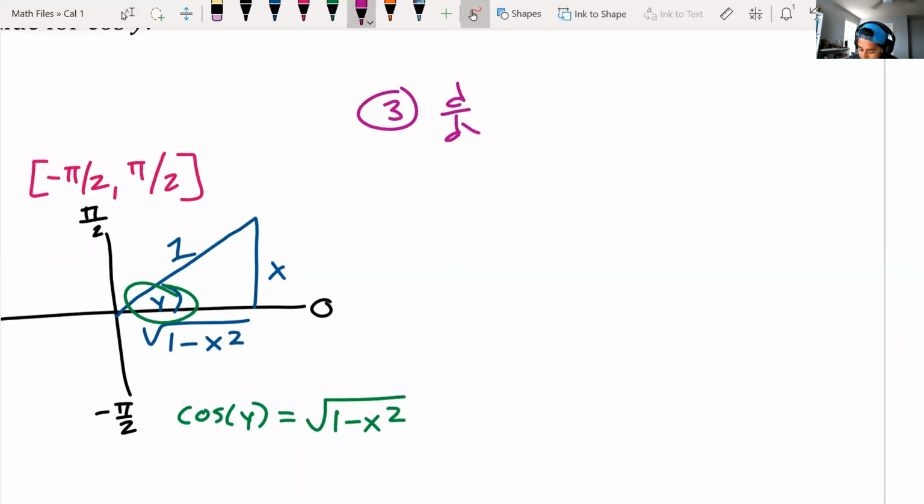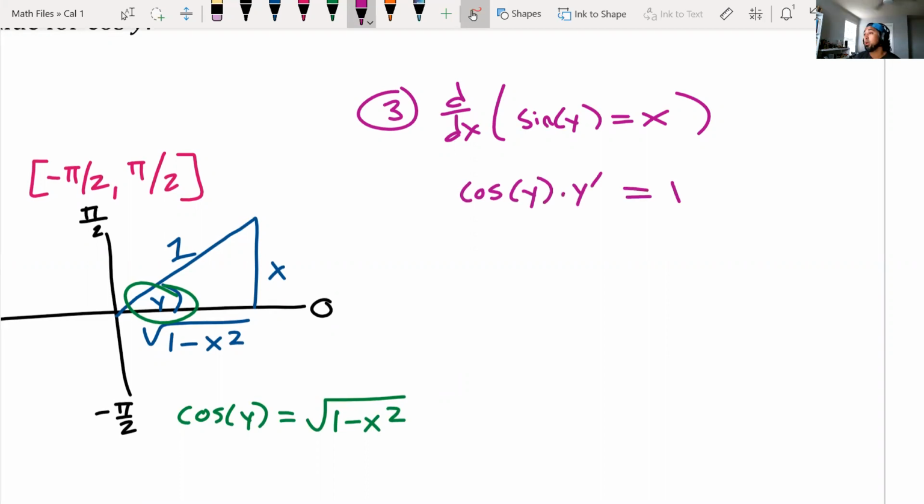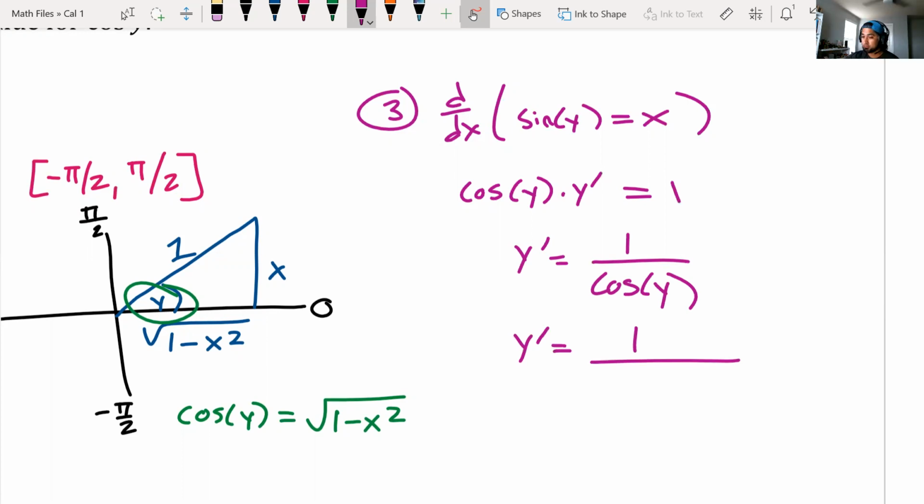We're going to say d over dx of sine of y equal to x. And the implicit derivative of sine of y is going to be a chain rule implicit. So you're going to get cosine of y times y prime equal to 1. And now we're going to solve for y prime, which means we divide by cosine of y. So this will give me 1 over the cosine of y. And now, do we actually know the value of cosine y? What is it? Square root of 1 minus x squared. There you go. And there we have it.